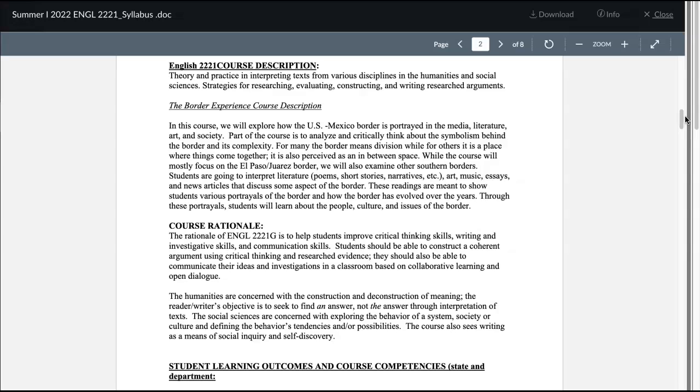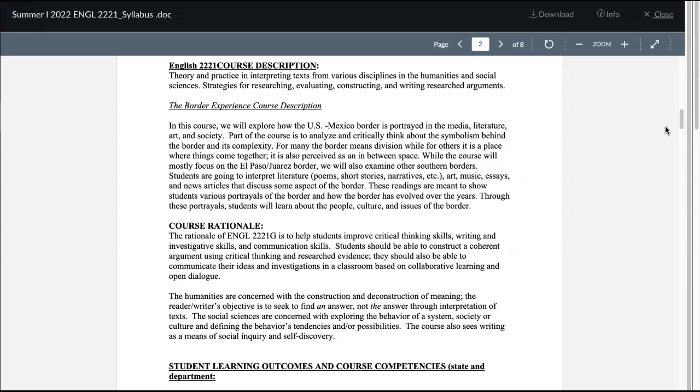And this is a 2221 course, so that means that all of you should have taken and passed English 1110. So this course mostly deals with the humanities and social sciences. So we're going to be reading some fiction, but we're also going to be reading some nonfiction articles as well. And this course deals with the border experience. And basically what that means is that this course tries to provide a view of what life is like on the border.